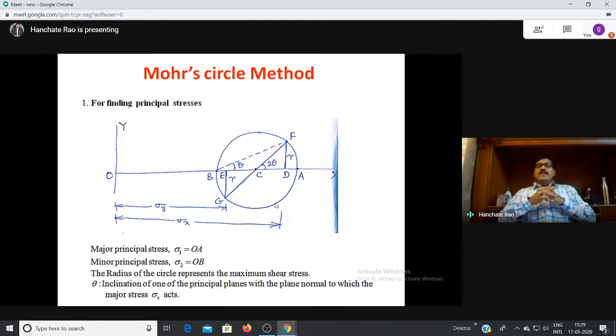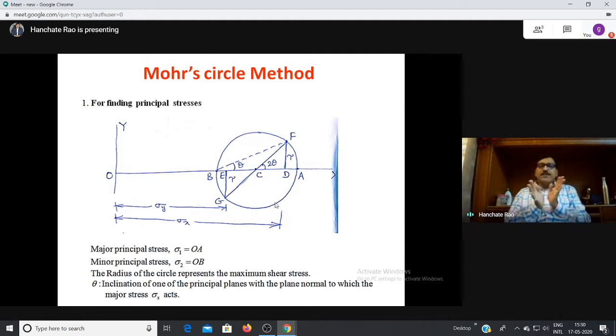Some other planes will get maximum shear stress. It is not on the principal plane. Tau max is not on the principal plane. Tau max, the maximum shear stress, is equal to (sigma 1 minus sigma 2) by 2. This will occur on a plane at 45 degrees to the major principal plane. Please remember, it is not on the principal plane.